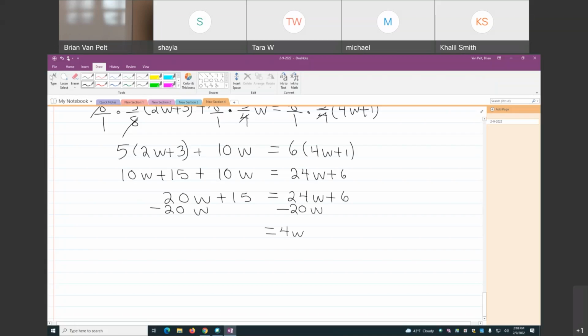W plus 6 on the right. And over here on the left, we have a 15. So you get 9 equals 4W. We're almost done. That's what I said. Actually, you weren't far off.